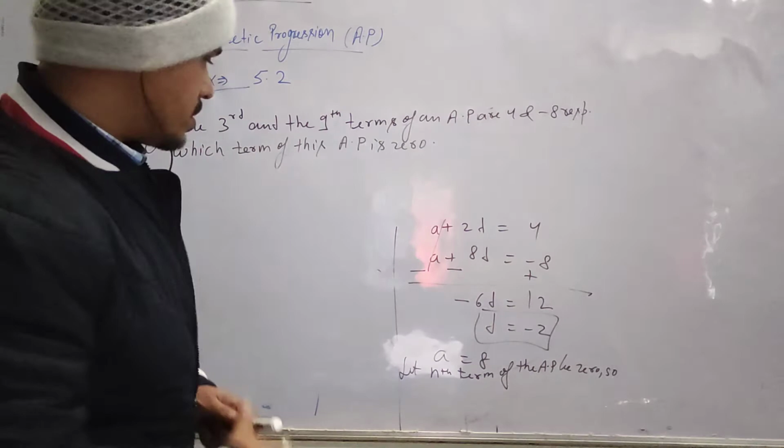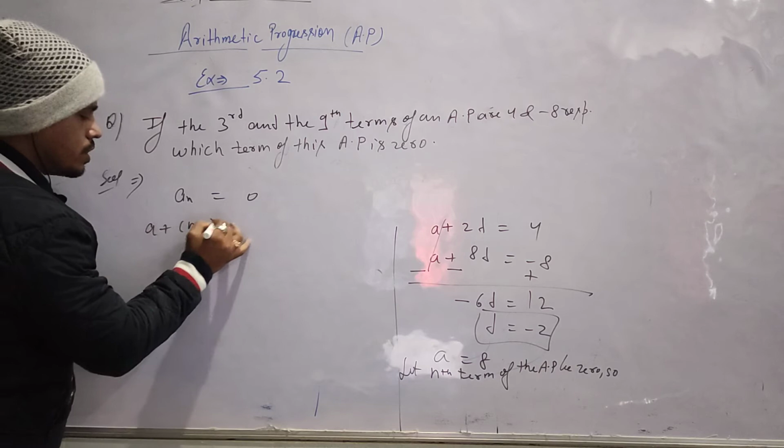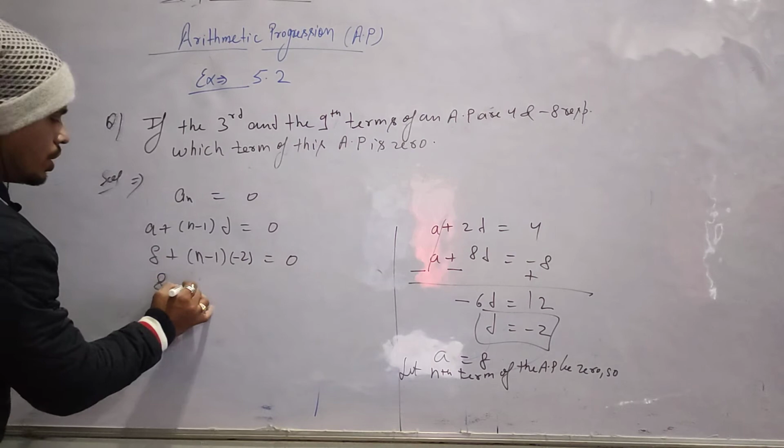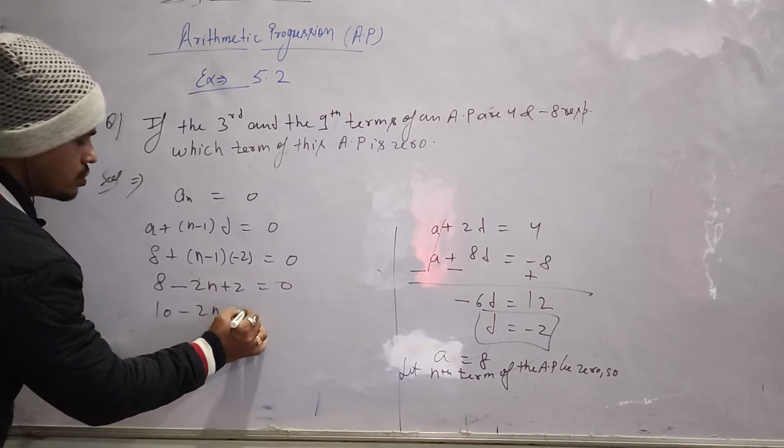Nth term is An equal to 0. A plus n minus 1 d equal to 0. So what is the value of A? It is 8, n minus 1. And what is the value of d? It is minus 2, equal to 0. So 8 minus 2n plus 2 equal to 0. 10 minus 2n equal to 0. This implies 2n equal to 10. So n equal to 5.